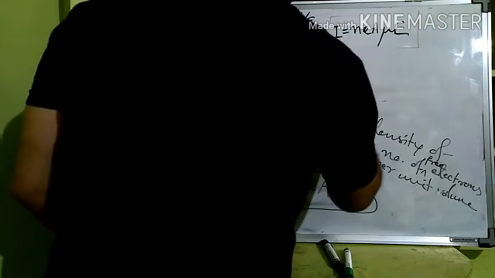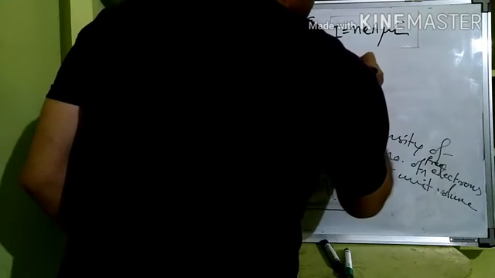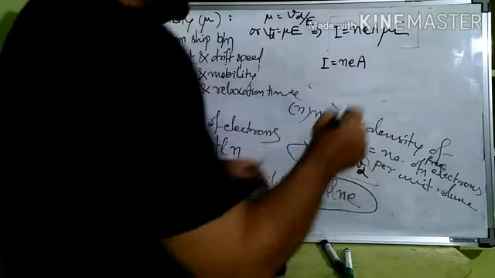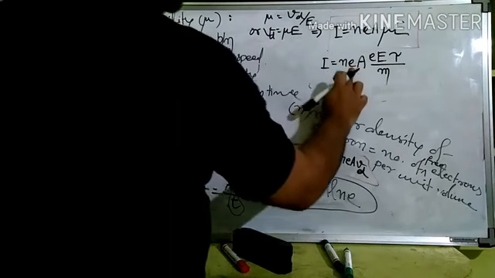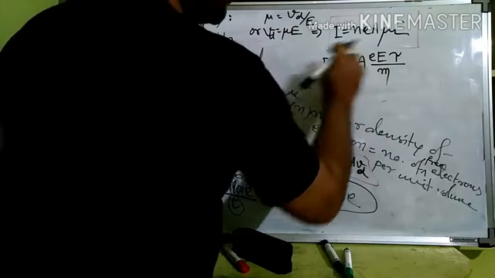So write that thing. I is equal to NEA. For Vd, what we can write? E tau by m, right? Now E was there, E came. So isn't it E square? So this is equal to how much? N E square tau by M. Now see, A is here.